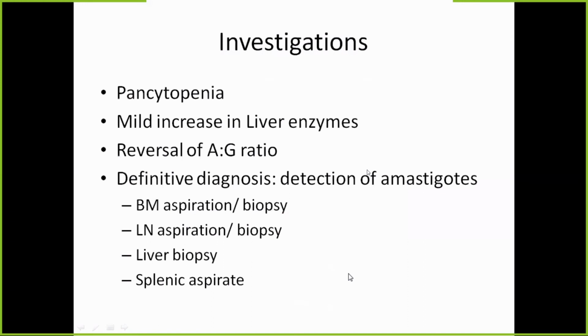So in investigations you'll get pancytopenia. So there will be a decrease in hemoglobin, decrease in total leukocyte count, and decrease in platelet counts. There's a mild increase in liver enzymes, right? And there is reversal of the AG ratio.